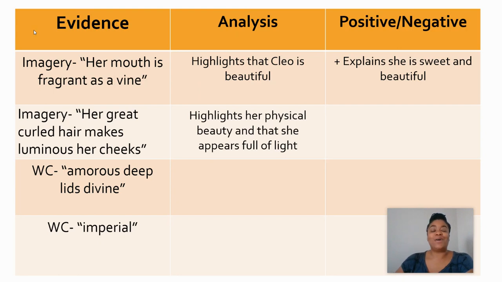All right, scholars. So my analysis again, this author talks about Cleopatra's beauty a lot. I wrote that it highlights her physical beauty and that she appears full of light. The full of light comes from the word luminous. Again, it highlights her physical beauty and that she appears full of light.